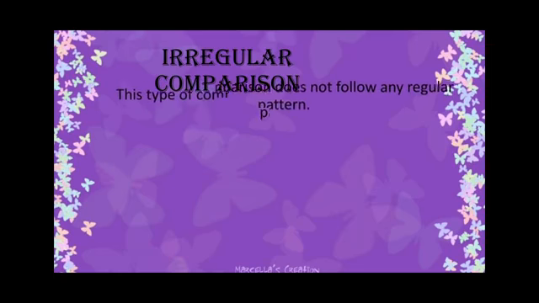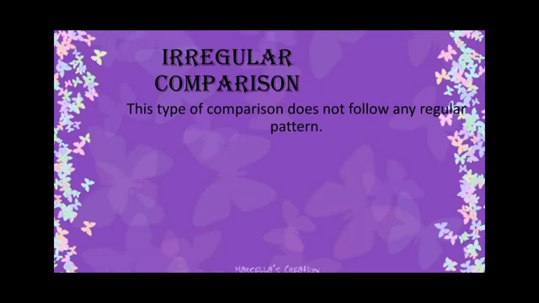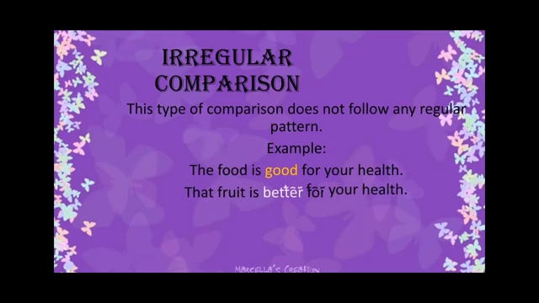Irregular comparison does not follow any particular pattern. You can see in the example that we have here, the food is good for your health. That fruit is better for your health. This fruit is the best for your health. So you can see good, better, and best. This is irregular comparison. The words do not take any regular pattern.